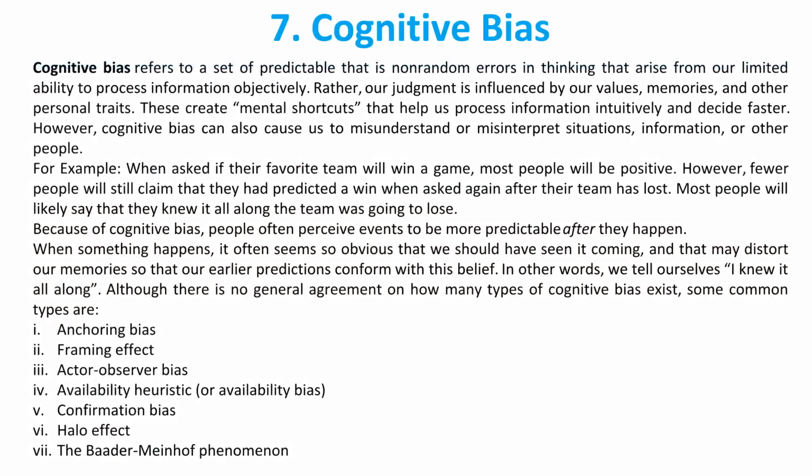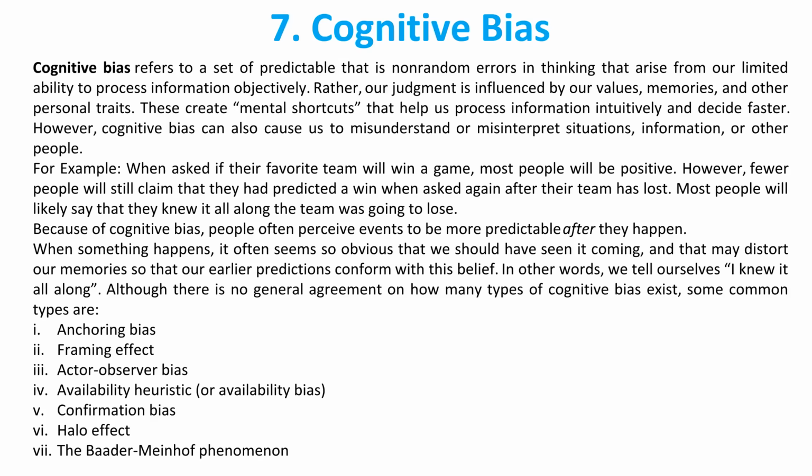Number 7 type of bias is cognitive bias. Cognitive bias refers to a set of predictable, that is non-random, errors in thinking that arise from our limited ability to process information objectively. Rather, our judgment is influenced by our values, memories, and other personal traits. These create mental shortcuts that help us process information intuitively and decide faster. However, cognitive bias can also cause us to misunderstand or misinterpret situations, information, or other people.